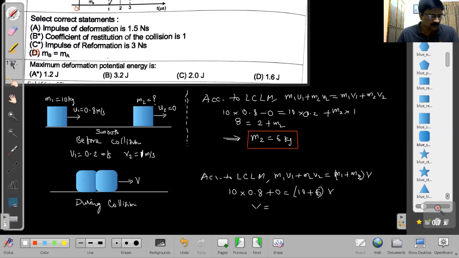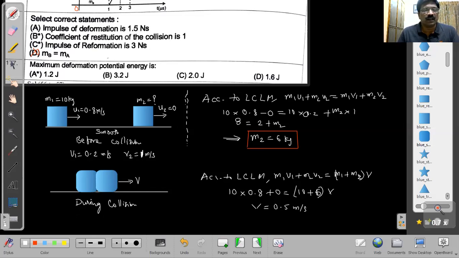Okay, so 0.5 meter per second. V is equal to, you see 10 into 0.8 means 8. So v is equal to 8 by 16, means 1 by 2, 1 by 2 means 0.5 meter per second. It is the common velocity during collision, during maximum deformation.